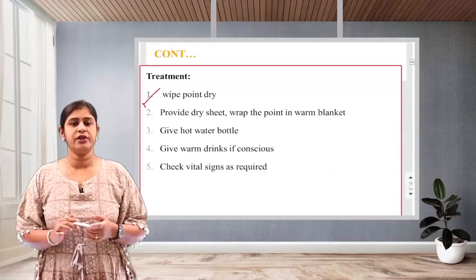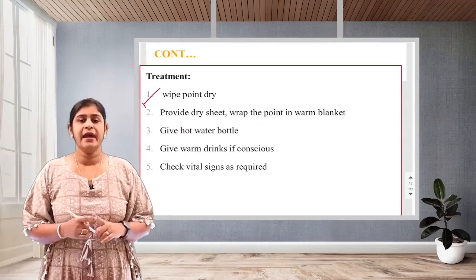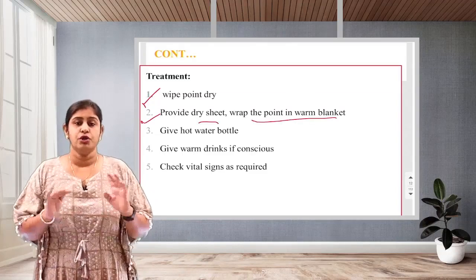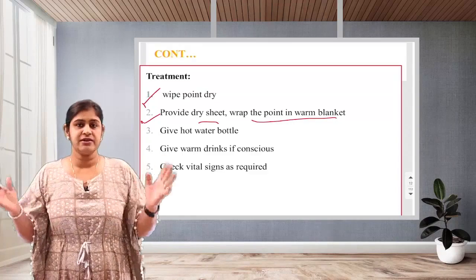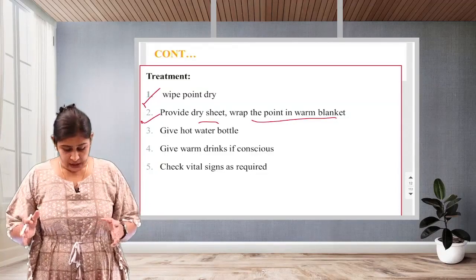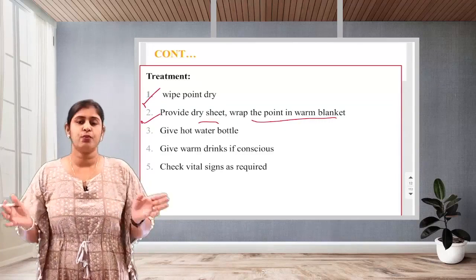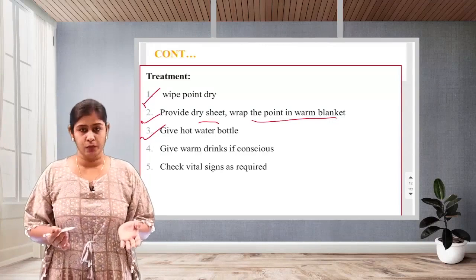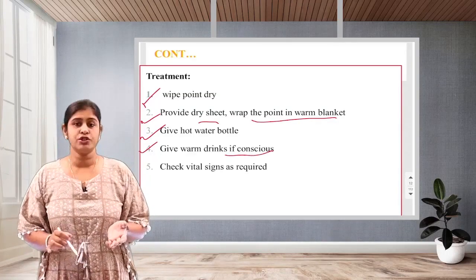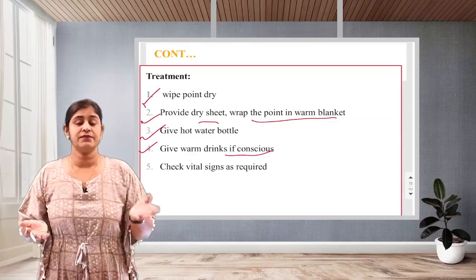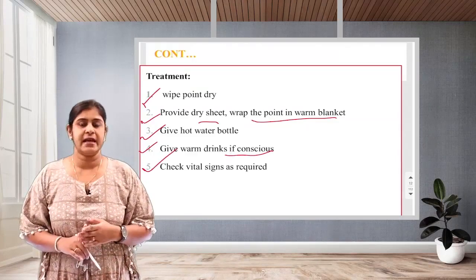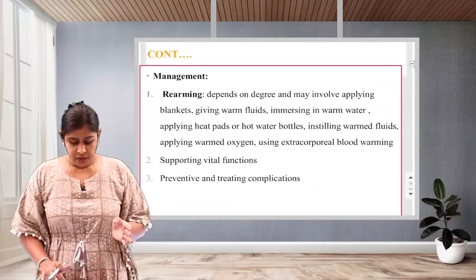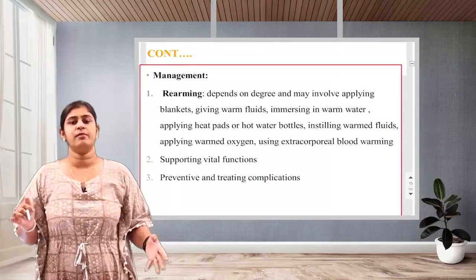Then treatment: how can hypothermia be managed? First, wipe the patient dry. Provide dry sheets and wrap the patient in a warm blanket. First of all, dry whichever part is exposed, and then provide dry sheets and wrap the patient in a warm blanket. You can also give a hot water bottle. Give warm drinks if the patient is conscious. Check the vital signs as required. So these are the things that have to be managed for hypothermia patients.